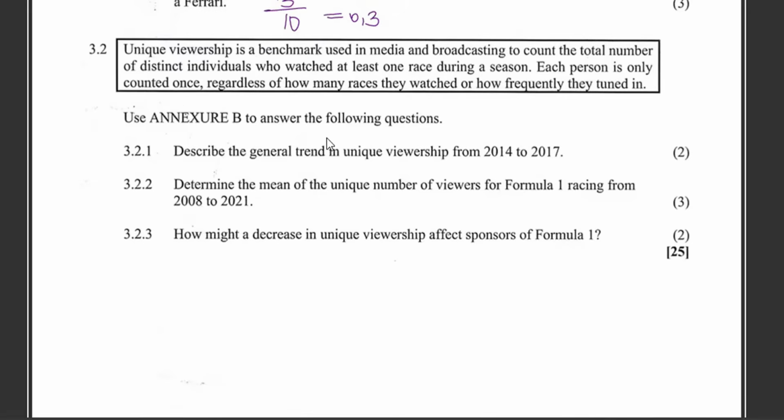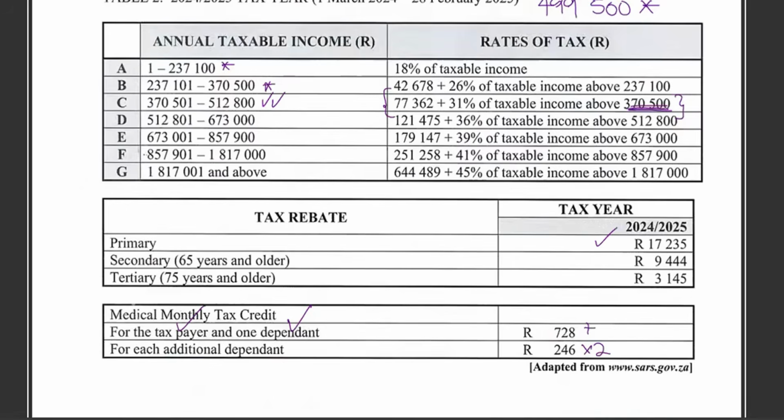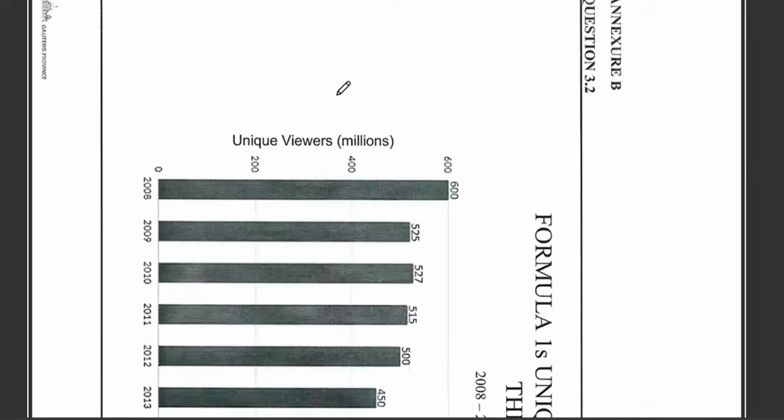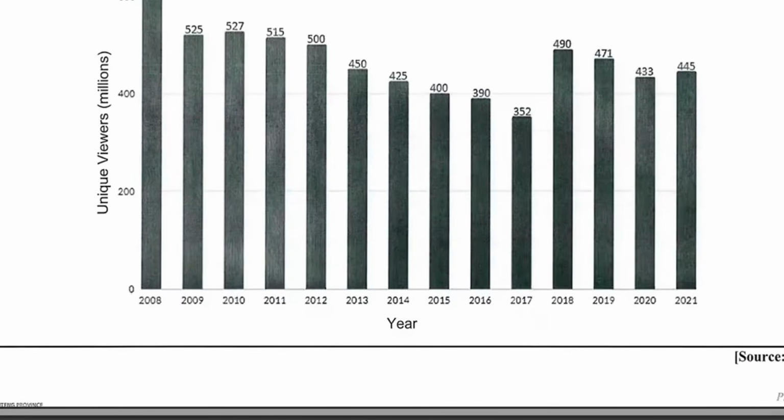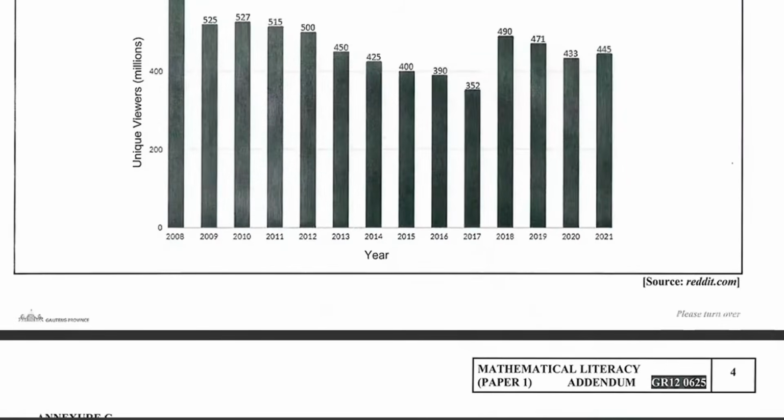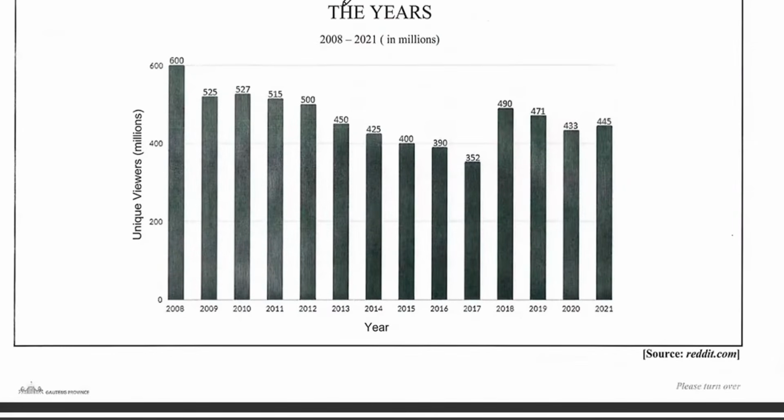Now, this is another trick. Trend, what do you see? We are looking for the change. Is it constant? Is it increasing? Is it decreasing? So we are looking at: describe the general trend in unique viewership from 2014 to 2017. We shall go there and look at our annexure there. It looks like this. So this is the annexure we are looking at.